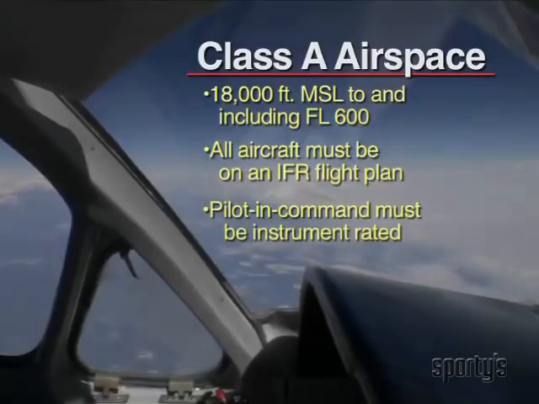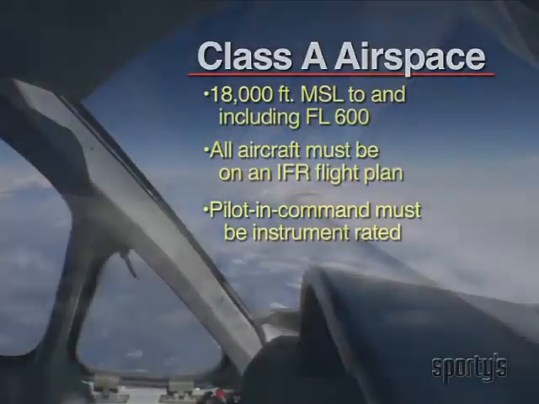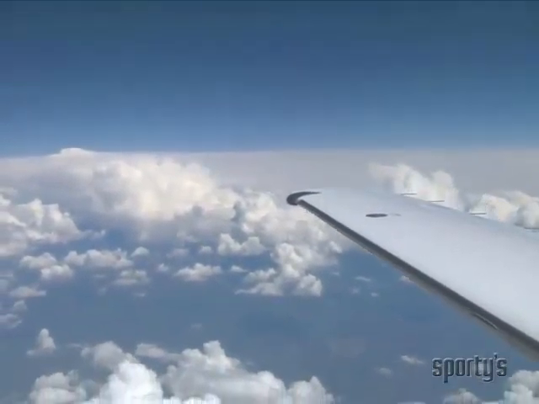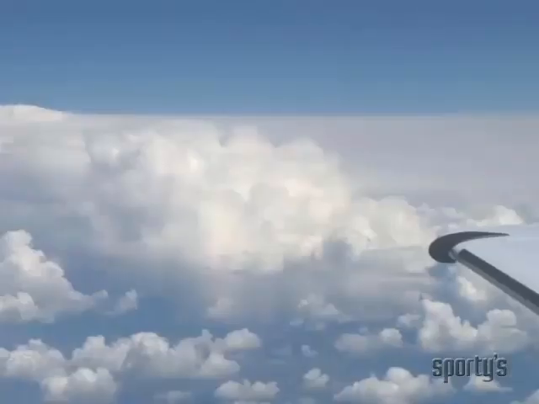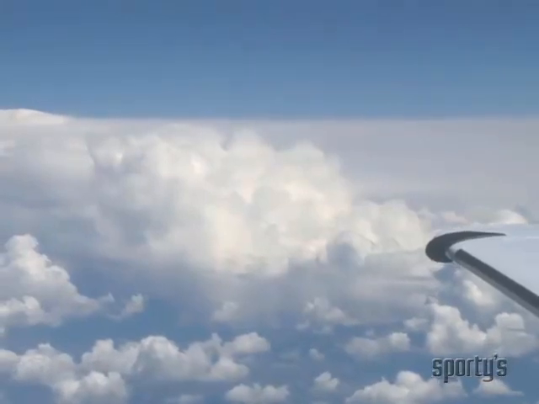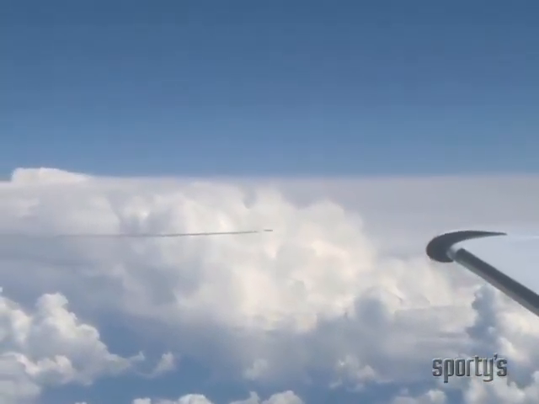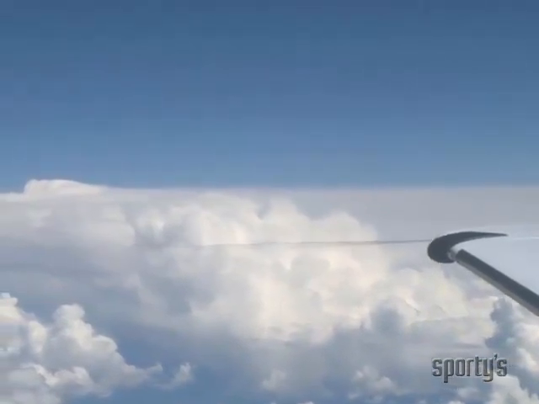The letters VFR are not used in Class A. For instance, VFR on top is not allowed. Even though on an instrument flight plan, however, you, the pilot, are still responsible for see and avoid separation anytime you're operating in visual meteorological conditions. This includes when in Class A airspace.